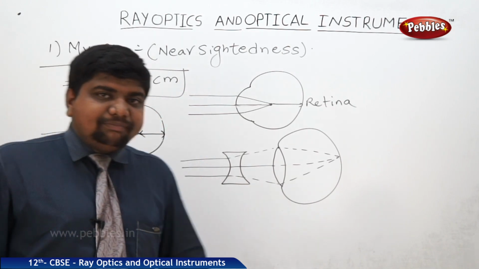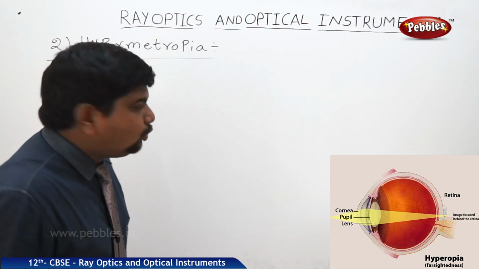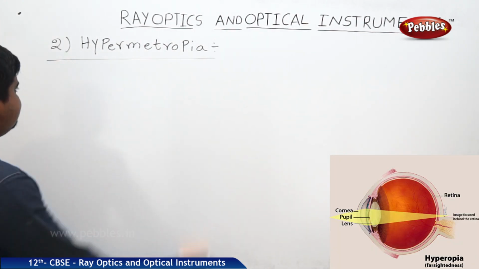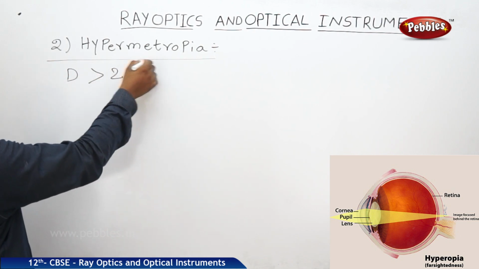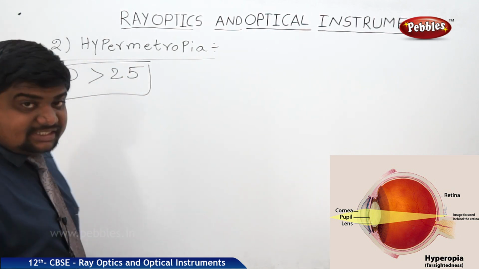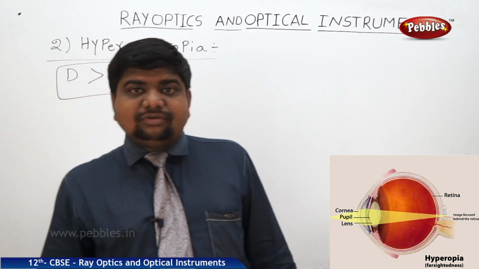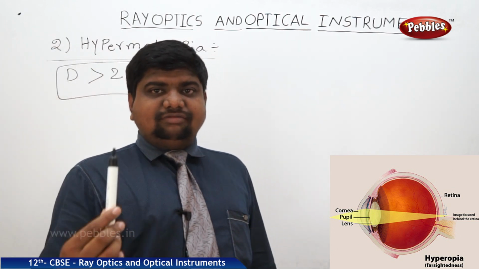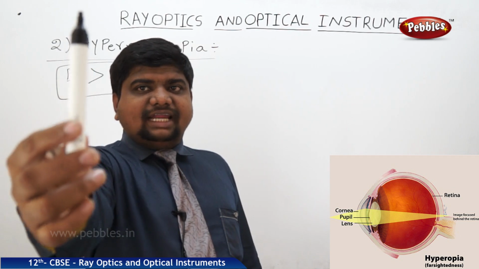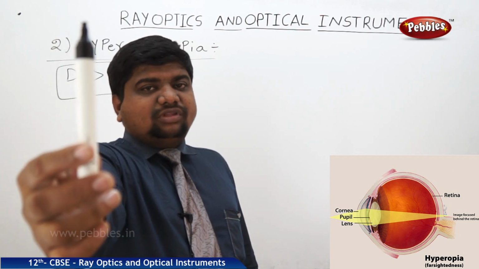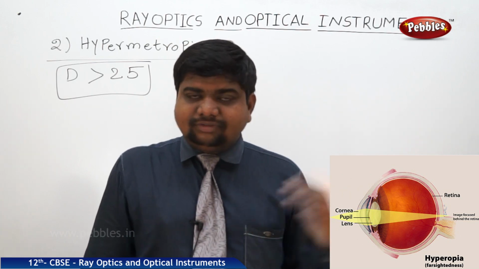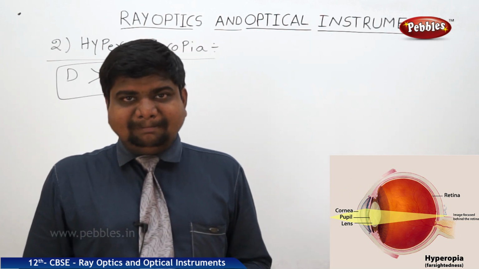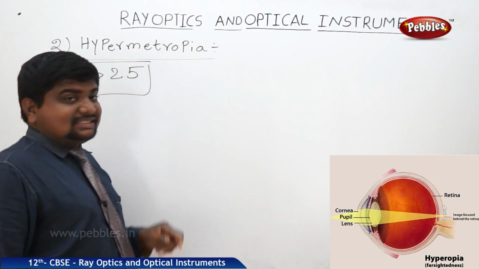Next one is hypermetropia. So what is hypermetropia? Some persons may be able to see the object only at a distance greater than the least distance of distinct vision. That means they can identify the object when it is at a large distance, more than 25 centimeters. If the object is very close to them, they may not be able to identify it. So this sight is called farsightedness.